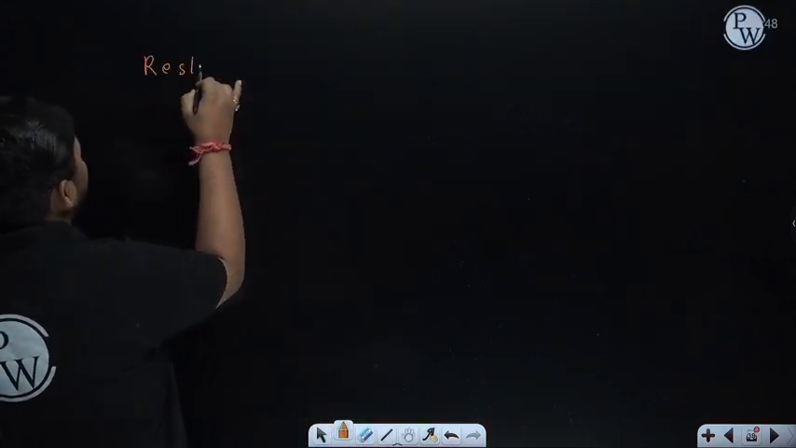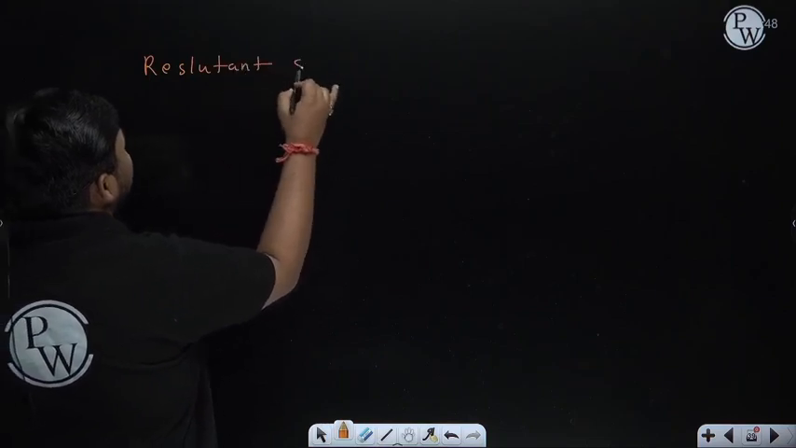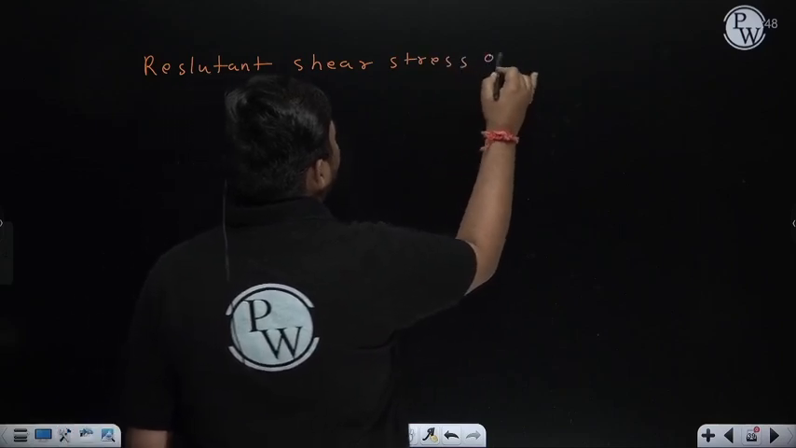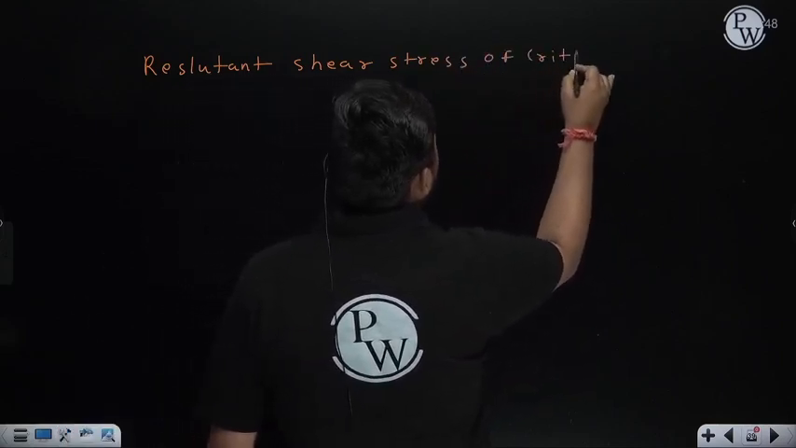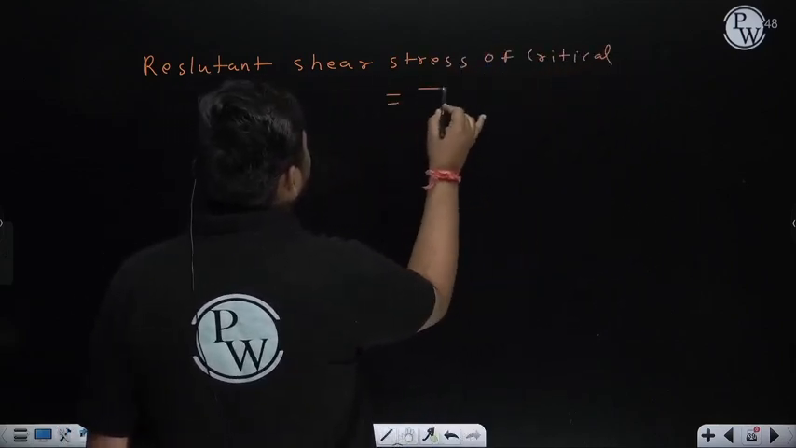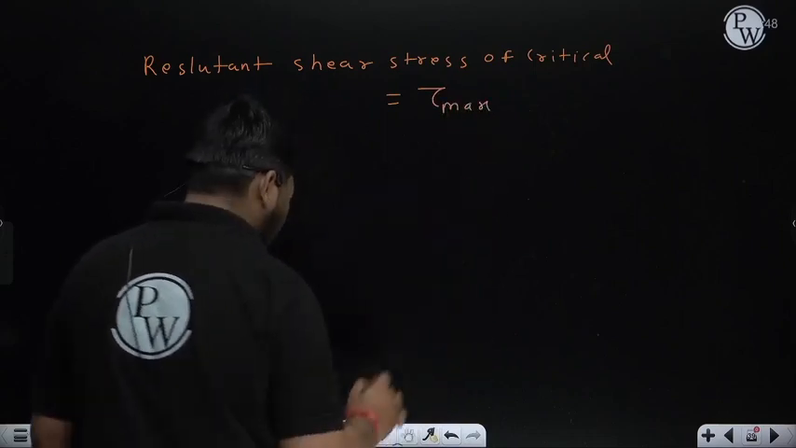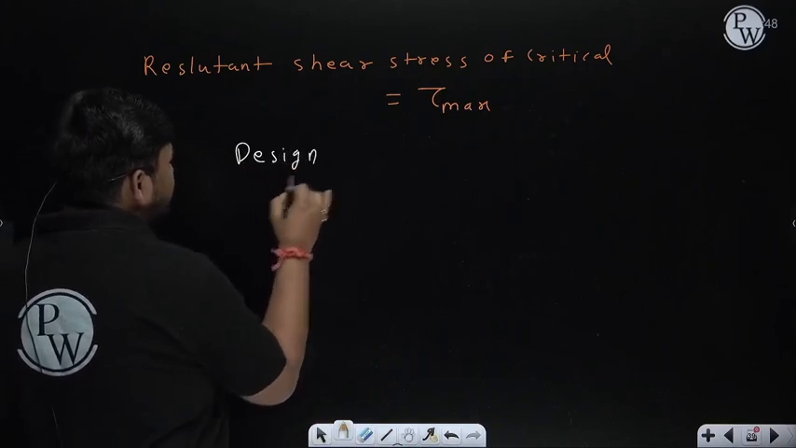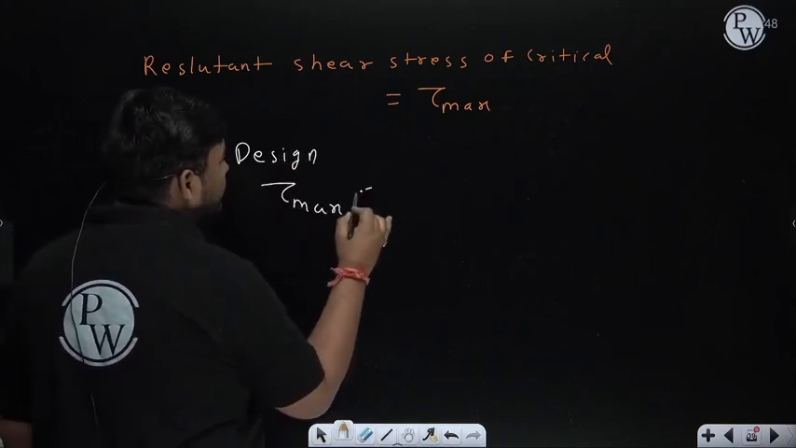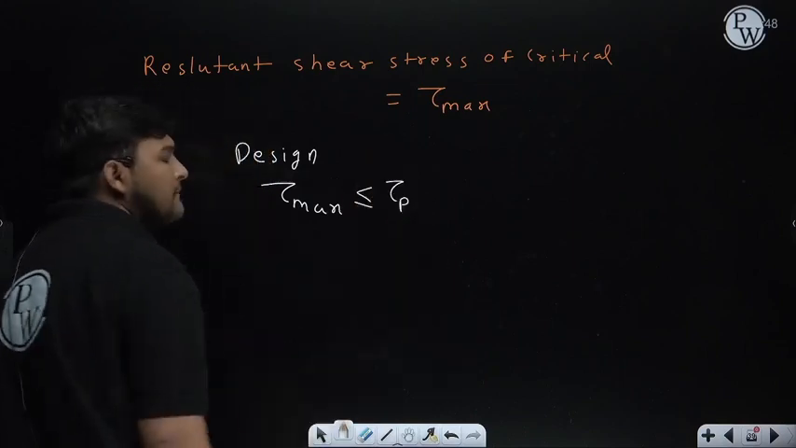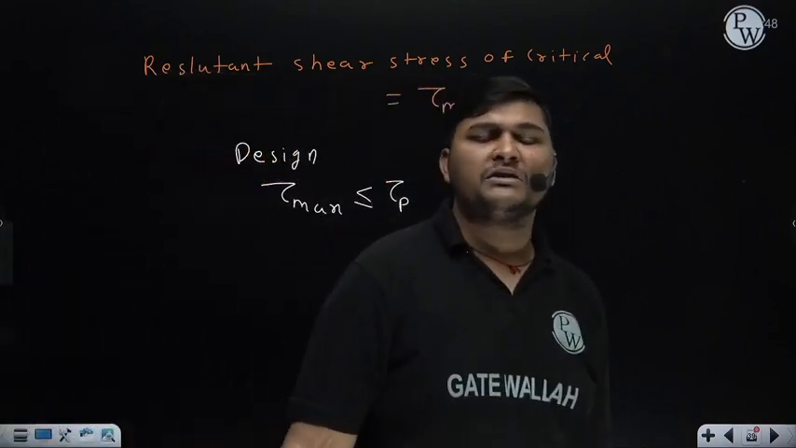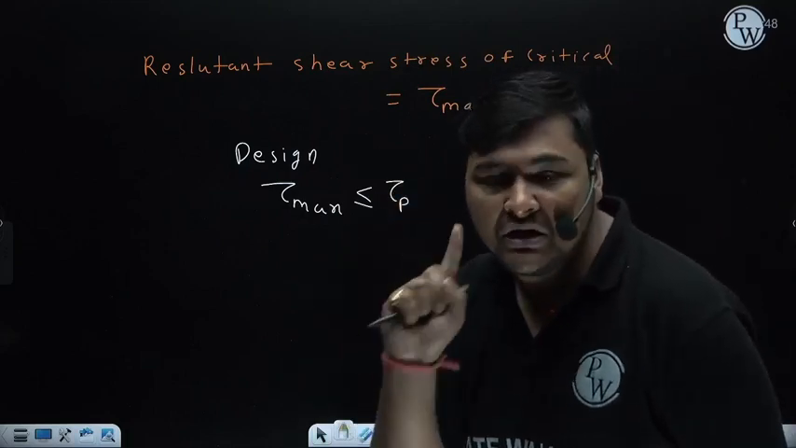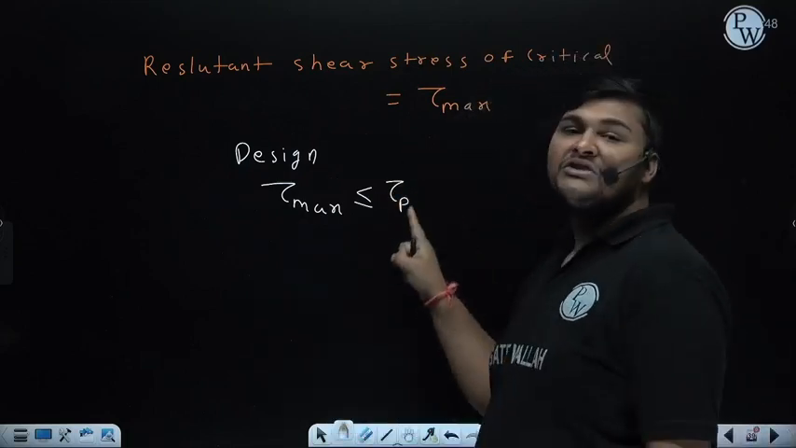The resultant shear stress of the critical point is nothing but the overall maximum shear stress. Now during design, this overall maximum shear stress should be less than or equal to the permissible shear stress of the welded material. In the question, the permissible shear stress can be given directly. If it is not directly given, the examiner will give the shear strength. I am saying shear strength. So permissible shear stress will be shear strength upon Fs.